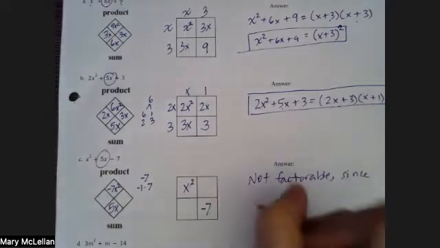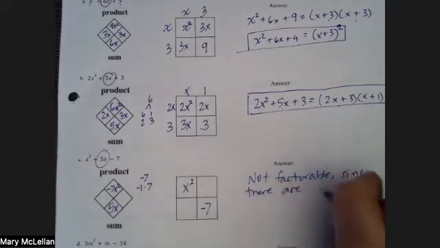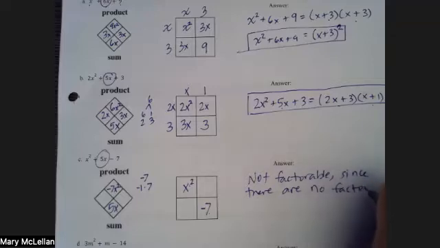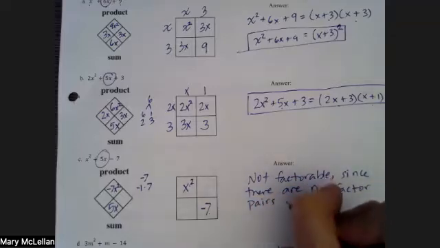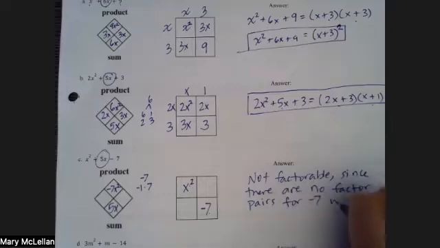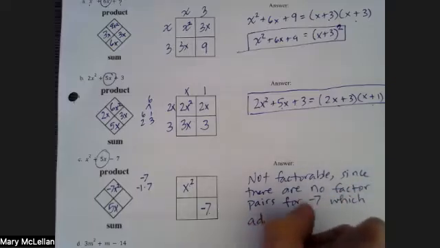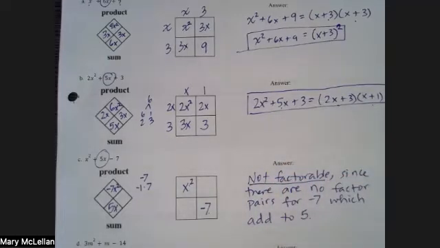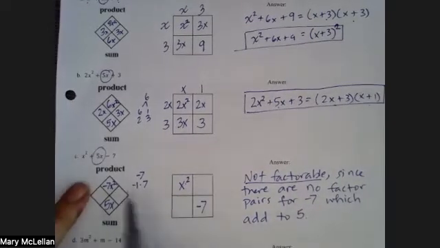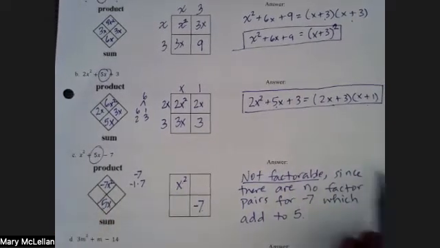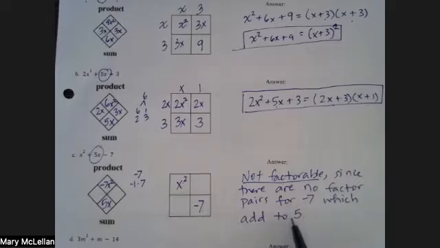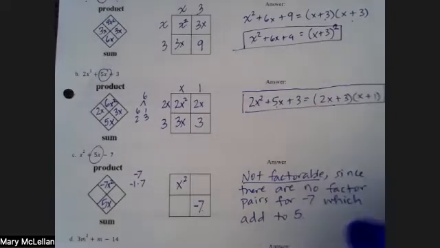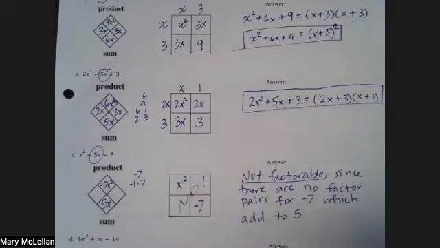Since there are no factor pairs for negative 7 which add to positive 5, this one is not factorable. And you can use the script. Anytime you're telling me that something doesn't factor, you had better tell me that the B term won't work with the terms A times C, which this sentence does. Nope. Okay, next problem.